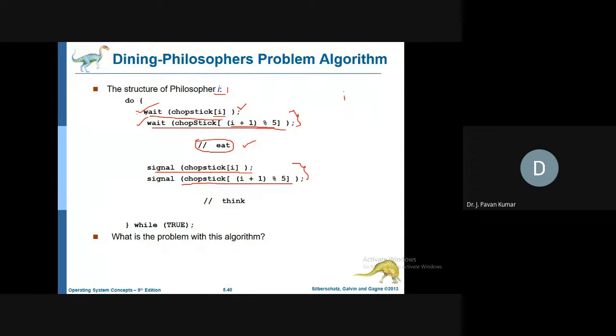Consider wait of chopstick of i, meaning first the chopstick he will get. After that he will try to get a second chopstick, but by that time philosopher 2 has executed the first one, that is wait of chopstick of 2. So the second one will be held by the second philosopher. Like this, it will cause circular waiting. Then this will lead to deadlock. Got this point? How we will be getting deadlock from this?